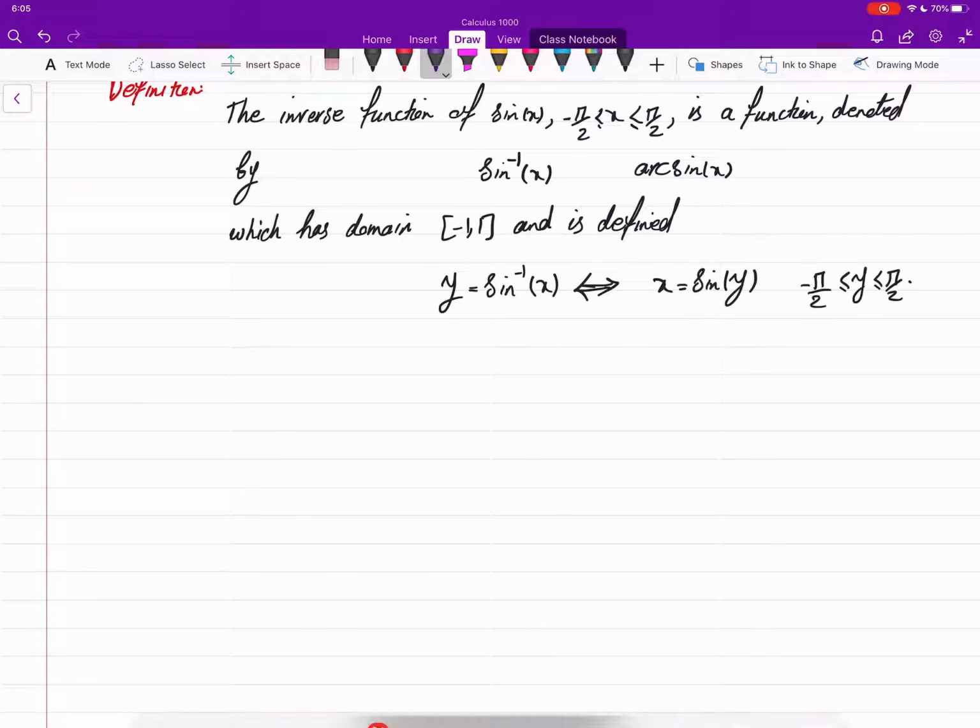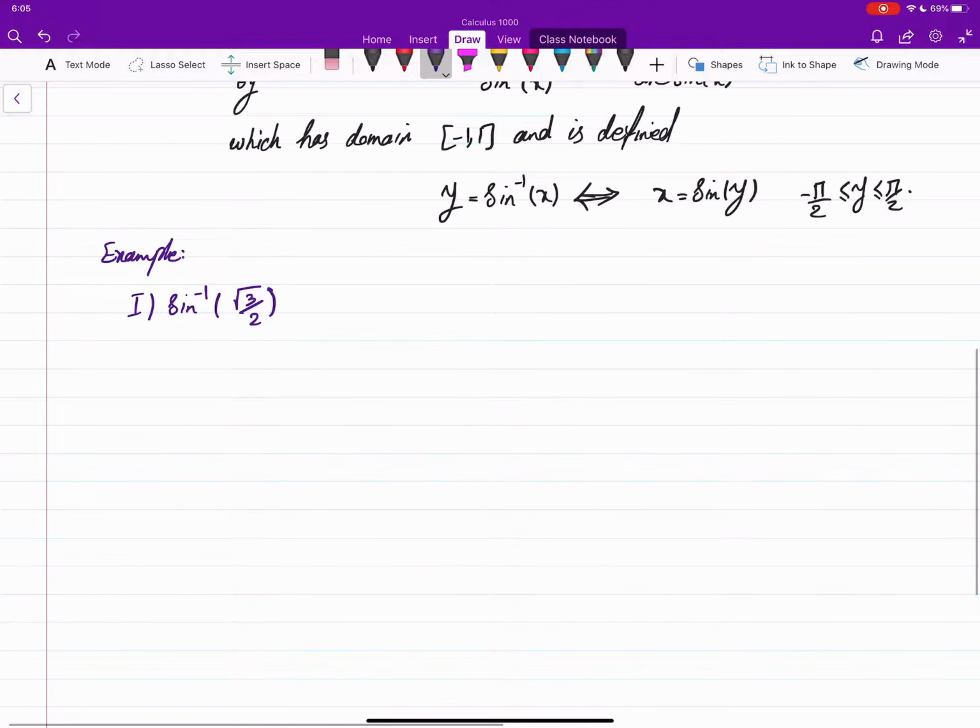Example, let's see some examples. What is sine inverse of √3/2? How about sine inverse of -1/2? And let me just write one more: sine inverse of 1.